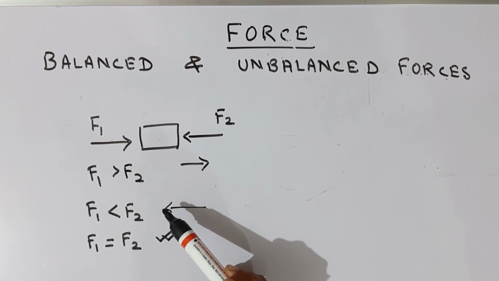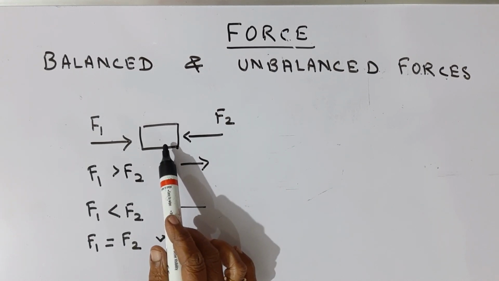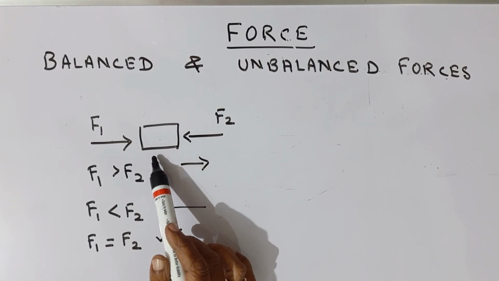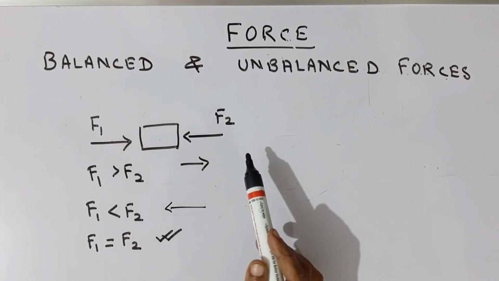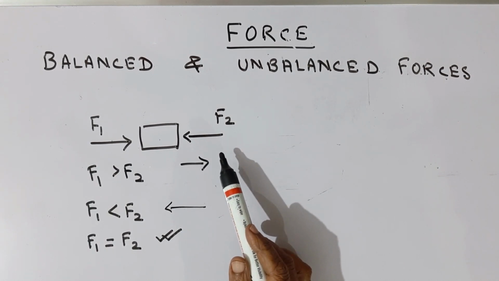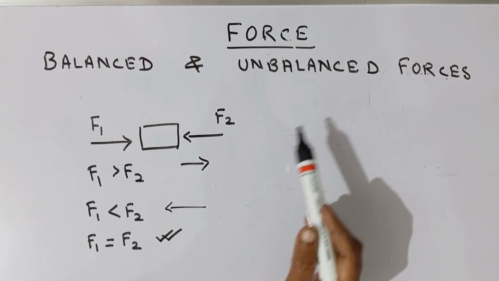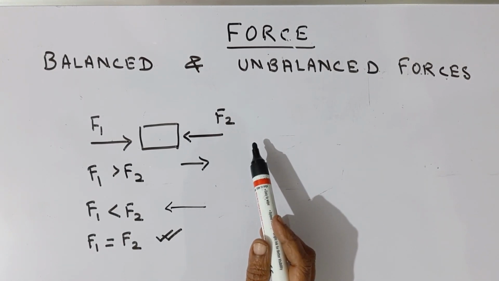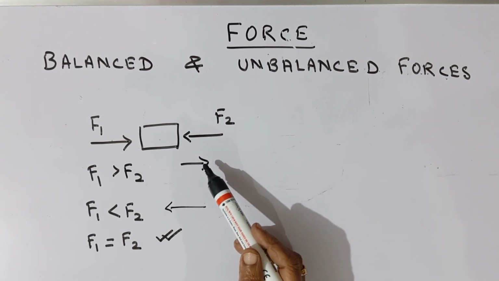So we can say that two or more forces acting on an object are said to be balanced if they produce zero acceleration. Two or more forces acting on an object are said to be unbalanced forces if they produce some acceleration, that is some non-zero acceleration in the object.